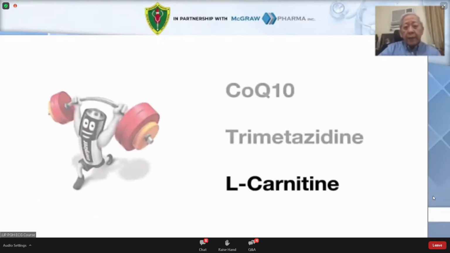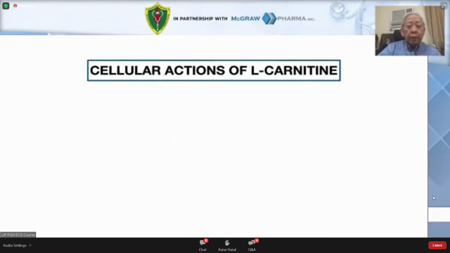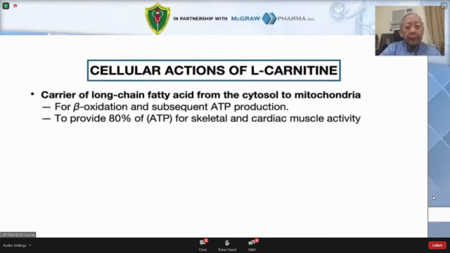Of these energizers, we know of three entities or three substances. These are coenzyme Q10, trimetazidine, and L-carnitine. This may improve microcirculation, may improve metabolism in the cardiac muscle. I'd like to share with you the cellular actions of L-carnitine. This is a review article published in 2014 showing us the effect of L-carnitine.